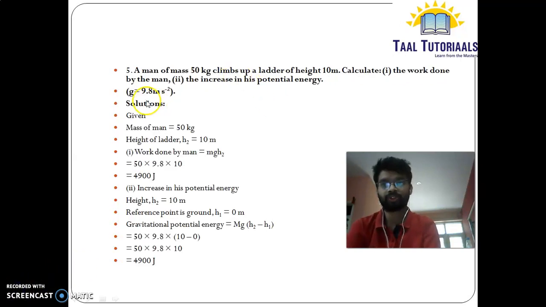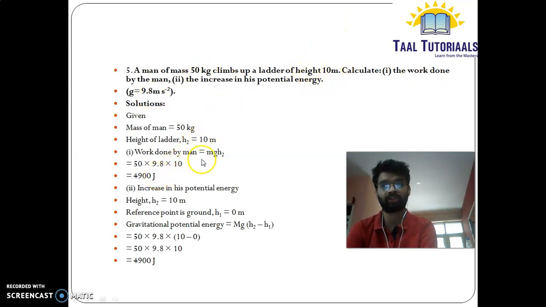We come to another question. A man of mass 50 kg climbs up a ladder of height 10 meters, means he is climbing up from 0 to 10. Calculate the work done by the man. That is the first question. Second is the increase in potential energy, where g is 9.8 given. First we have to find work done. Here you can use the formula mgh, where m is 50, g is 9.8 and h is 10.